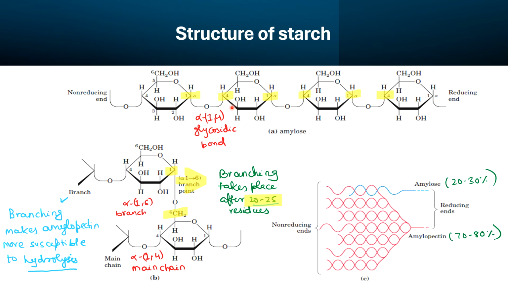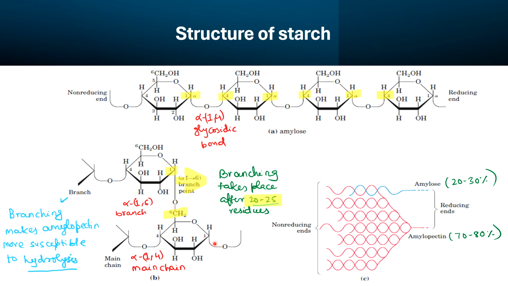Is that clear? Because C1 is reacting with C4. The OH present in C1 is reacting with the OH present in C4. That's why this type of bond is called alpha 1,4 glycosidic linkage. Okay, this is your structure of amylose. Now let's see what happens in amylopectin. This is the structure of amylopectin. Now the main chain is the same as that of amylose, which has alpha 1,4 glycosidic linkage.